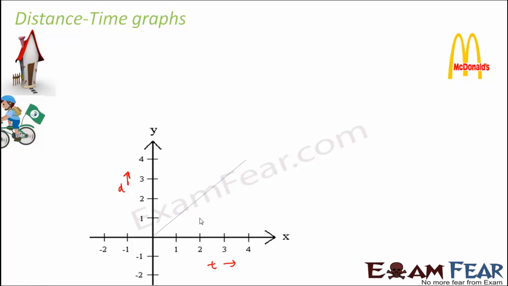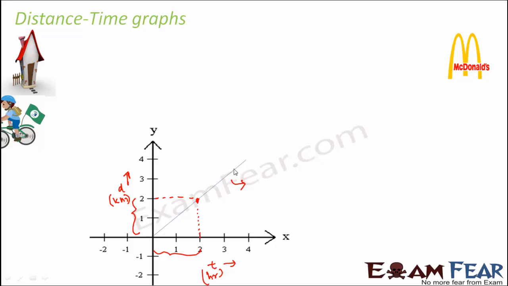Let's say the graph is a straight line. So what does this graph tell? Let's say the time is in hours and the distance is in kilometers. Any point on this line tells us the distance traveled in a particular time. So let's say we take this point. This point on the graph tells us that in 2 hours, this object traveled 2 kilometers, right?